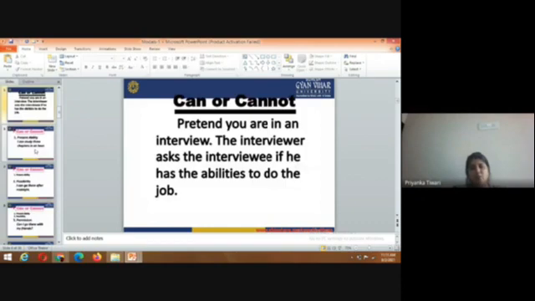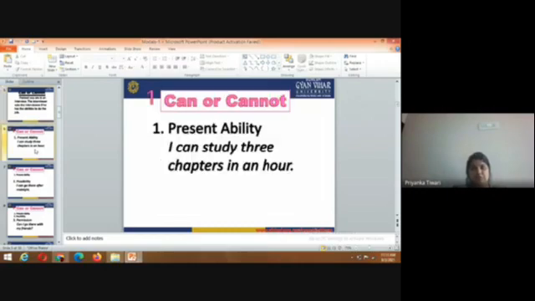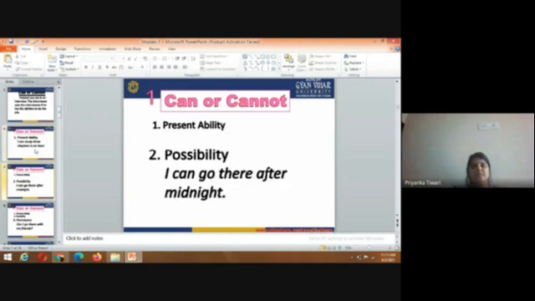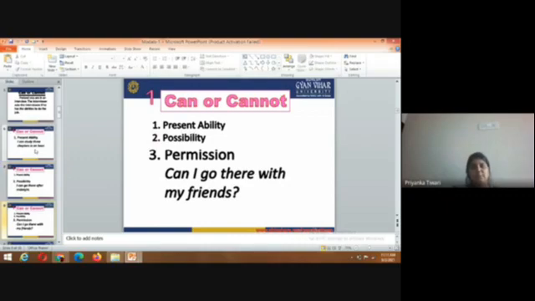They do not change their form. Can or cannot: we have discussed can as present possibility. We can do this thing, we cannot do that thing. Can shows present ability, capacity, and capability. I can study 3 chapters in an hour. Present ability means possibility. I can go there after midnight. Can or cannot also express permission: Can I go there with my friends?